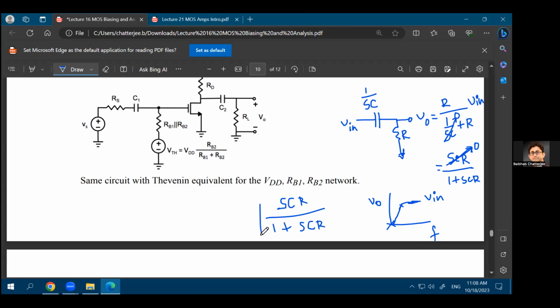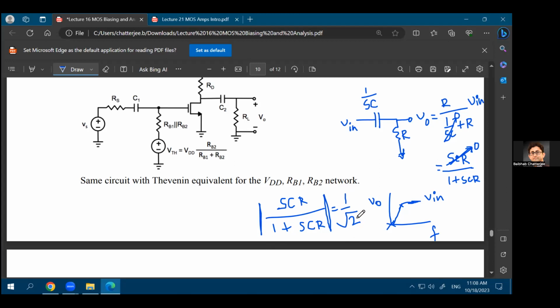So the magnitude of this at the frequency when you have omega equal to 1 upon RC, your numerator will become 1 and the magnitude of your denominator will become square root of 2, because this is 1 and this is S times CR, S is equal to j omega, omega is equal to 1 upon RC. So that RC and the 1 upon RC will cancel. So you'll have square root of 2 because you're taking the magnitude of a complex quantity. Right? So this becomes 1 upon square root of 2.